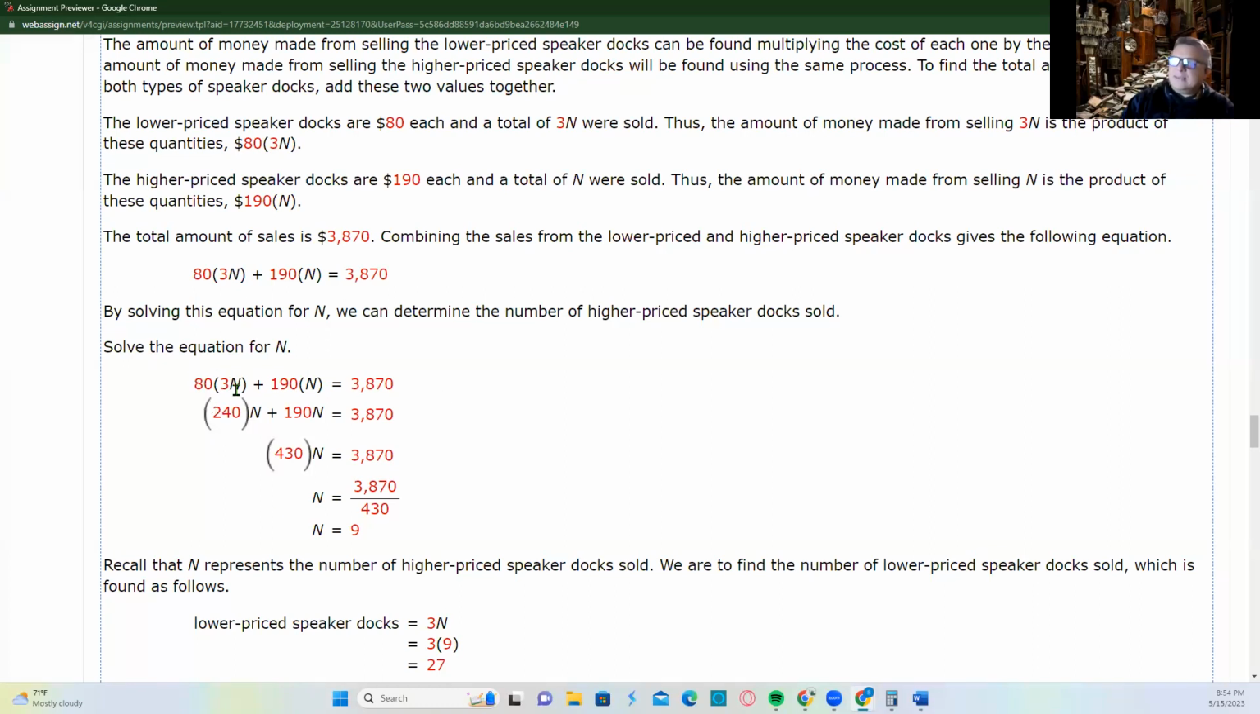Well, 80 times 3N becomes 240N, and you really don't even need those parentheses there. You need them here to differentiate what you're doing, but once you get here, that's 240N. 190 times N is 190N. We still have this on this side, we're just going to leave it. If I have 240 N's and 190 N's, I add them together, I get 430 N's. Once again, that parentheses is redundant. We could live without it. And that is equal to 3,870.